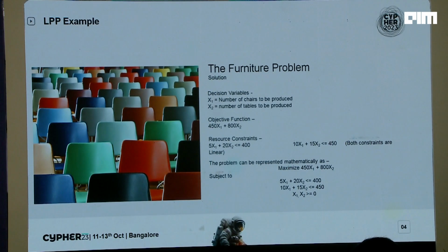So the problem can be represented as: maximize 450x1 plus 800x2, which is nothing but my objective function, right here. So I'm maximizing this, subject to the two constraints that I have defined, along with X1 and X2 being greater than or equal to 0. So this is the entire LPP problem. You have formed the LPP.